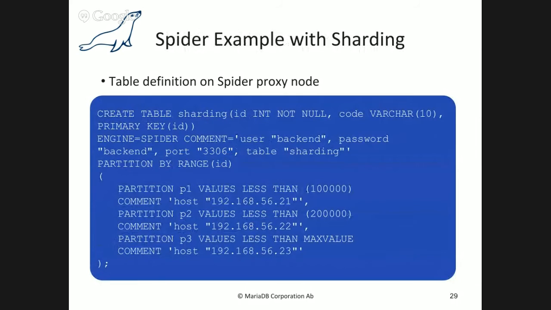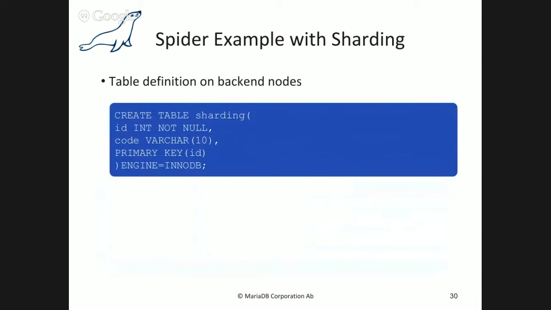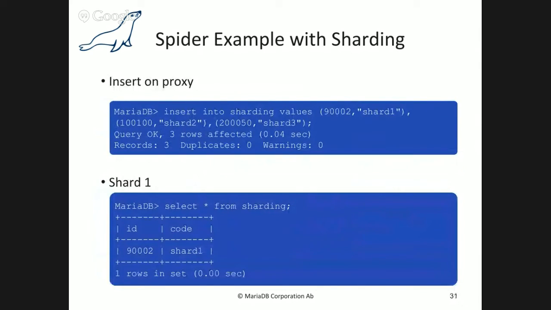So here I create a table on the Spider node. I have a partitioning scheme, and then for each partition, I say, okay, where is this shard located? Because it won't be local. So basically, for each partition, it gives which server to connect to, right? So here we have a table with 3 partitions, and then we created the Spider node. We obviously have to create the tables on all of the shard nodes, and then we can insert or select queries from the Spider node. And here I inserted 3 rows, and if you look on each node, you will see that each node will only have one of the rows on this table.